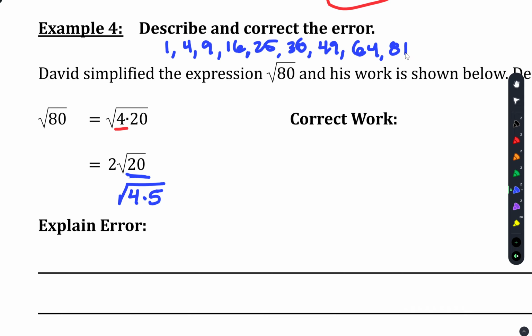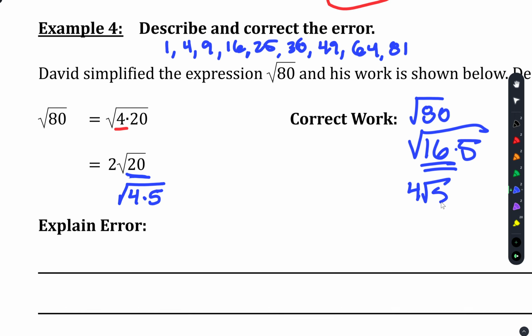So I'm going to start with 64. 80 divided by 64, divide by 49, divide by 36. I'm going to keep going until I find one that works for me. So the largest one that works. The largest one that ends up working, the square root of 80 can be broken down into 16 times 5. 16 is the perfect square, and we get 4 radical 5 as our final answer.